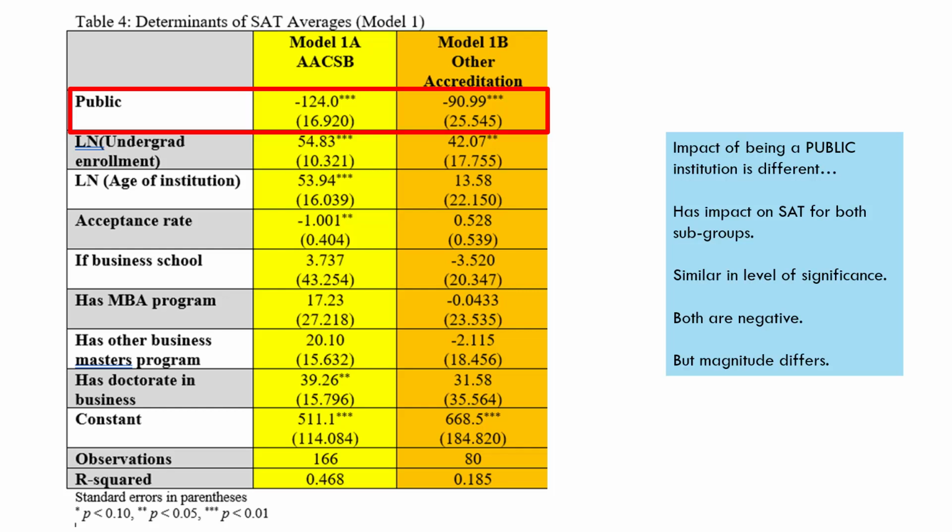But what we do see is that the magnitude differs, right? On the left, you see a bigger impact in terms of the size, a 124-point decrease in SAT scores, versus the schools with the other accreditation, it's a decrease of 90. Both have the same type of effect. Being a public school, relative to what? A private school decreases SAT scores by 124 points for the left, 90 points in the right.